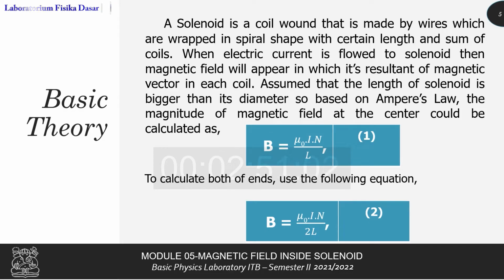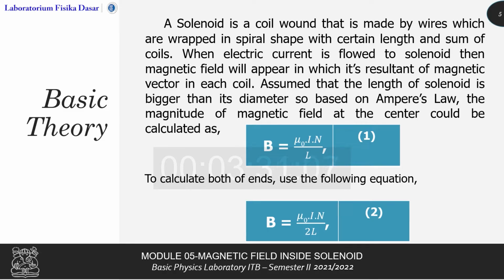For the basic theory, a solenoid is a coil made by wires which are wrapped in a spiral shape with a certain length and number of coils. When electric current flows through the solenoid, a magnetic field will appear, which is the resultant of the magnetic vectors in each coil. If we assume that the length of the solenoid is bigger than its diameter, then based on Ampere's law, the magnitude of the magnetic field at the center can be calculated with the equation below: B equals mu0 times I times N over L.